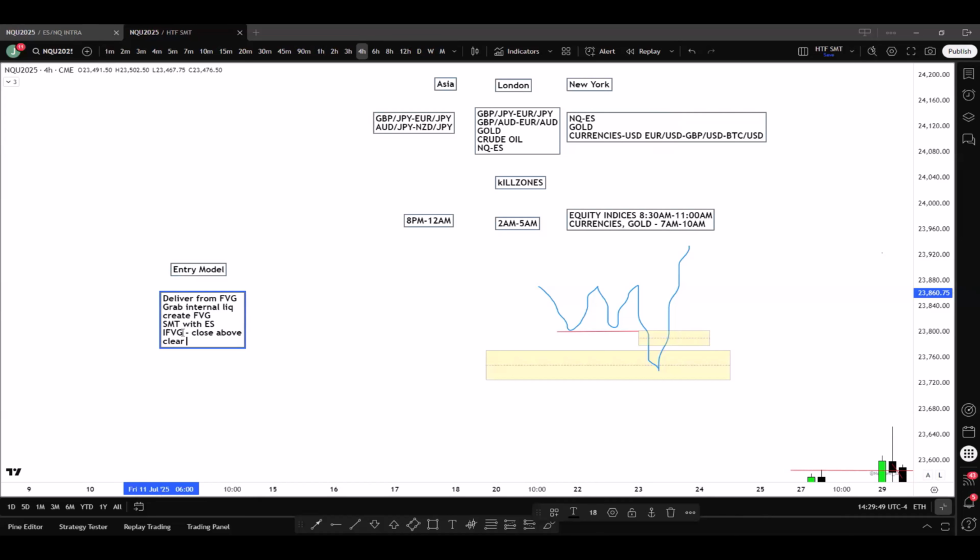And we have to have clear targets, meaning levels up here and clear targets of highs and lows above. Okay, so that is the basis of our entry model. When we see this, then we know to act.